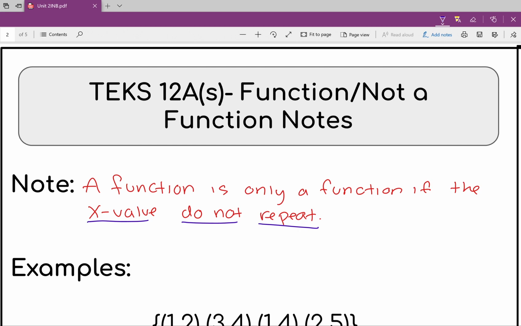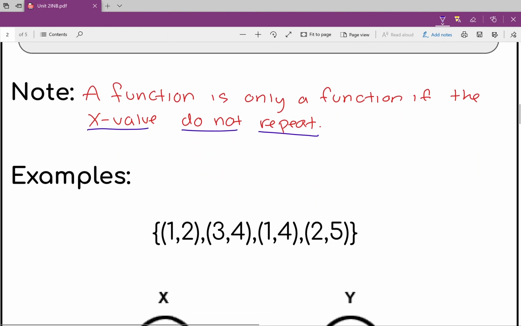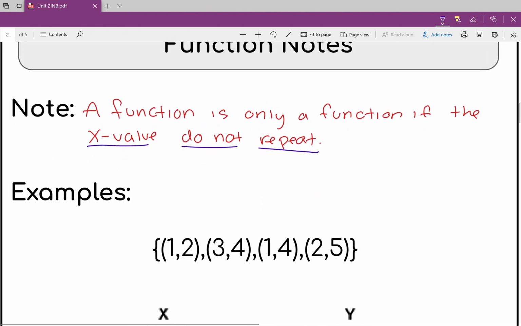So let's look at some examples. We have 4 different functions that we're going to look at today. So the first one just looks like a set of points. And remember, our points are x, comma, y. So I'm going to go ahead and do that to every single one of my points, x, comma, y.